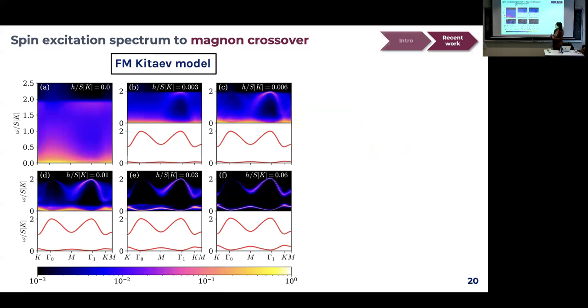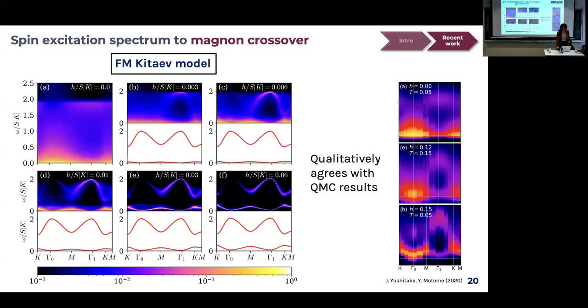So here are my results for the ferromagnetic Kitaev model. First of all, we see that it qualitatively agrees with QMC results where there isn't a sign problem, which is quite remarkable because even though we only have classical spins, we're still able to capture the excitation continuum using only classical dynamics. So this is quite surprising and quite amazing.